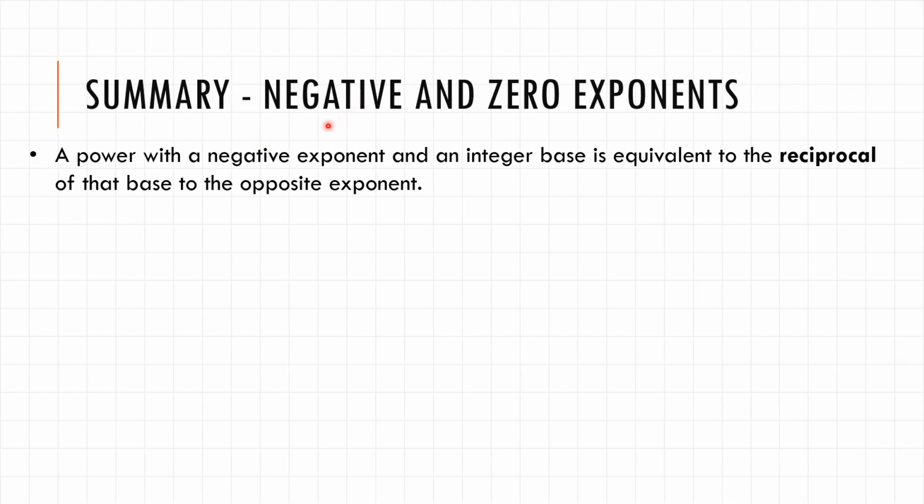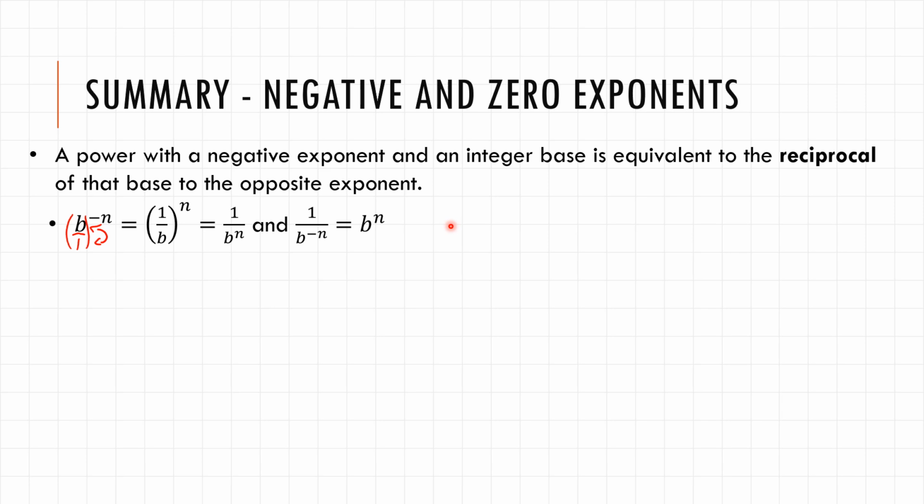And then we learned about negative and zero exponents. If you have a negative exponent and an integer base, it's equivalent to the reciprocal of that base to the opposite exponent. So b to the power of negative n is equal to 1 over b to the n. And the reason for that is any number is the same number over 1. And so what I did here is I flipped the numerator and denominator into its reciprocal. That's what a reciprocal is. It's a flip of the numerator and denominator. And then I also changed the exponent into the positive number.